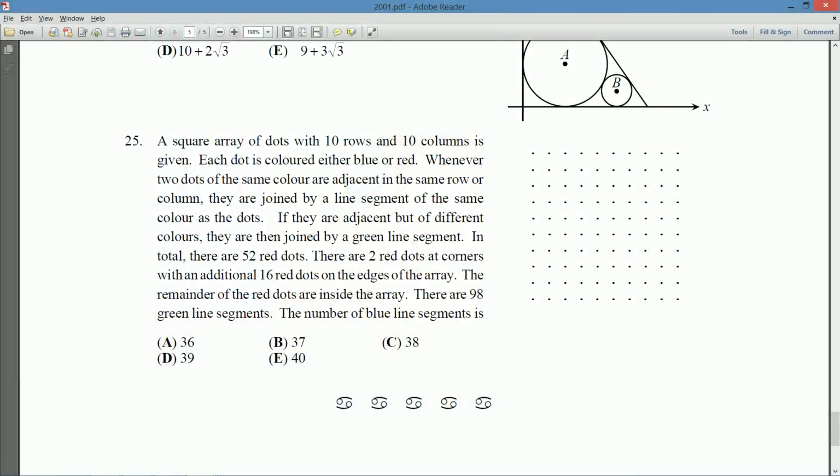A square array of dots with 10 rows and 10 columns is given. In fact, it's given over here on the right. Each dot is colored either blue or red. Whenever two dots of the same color are adjacent in the same row or column, they are joined by a line segment of the same color as the dots. So if we've got two red dots side by side, they'll be joined by a red line. If they are adjacent but of different colors, then they are joined by a green segment.